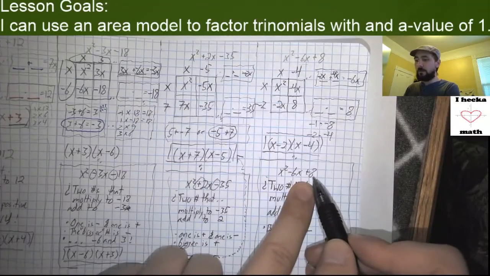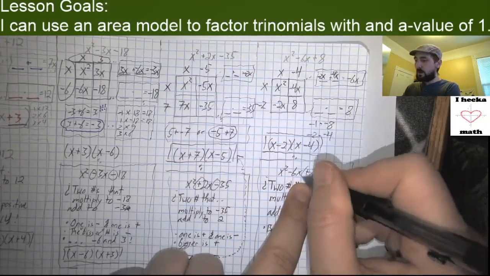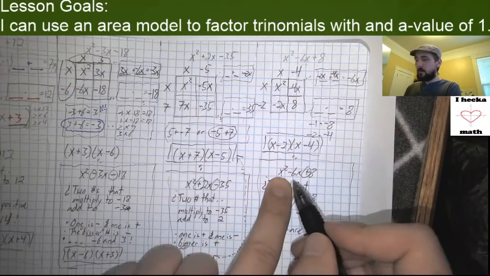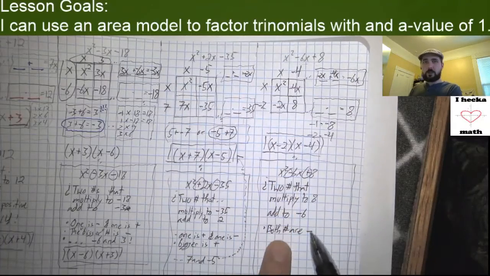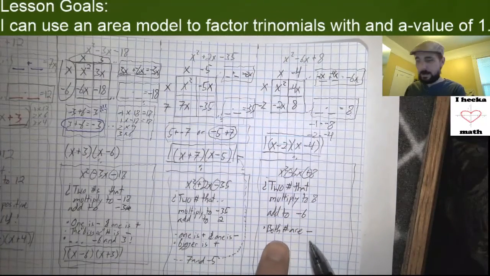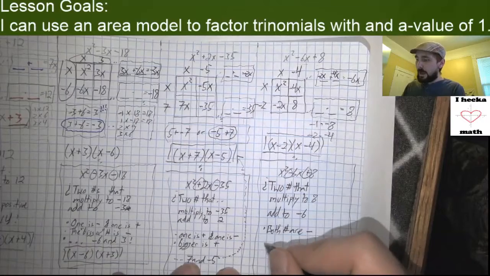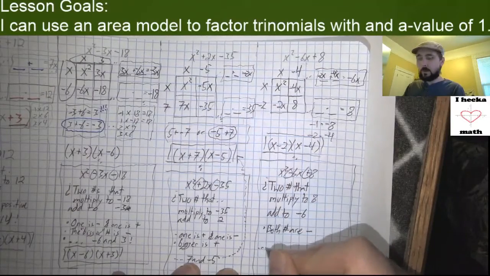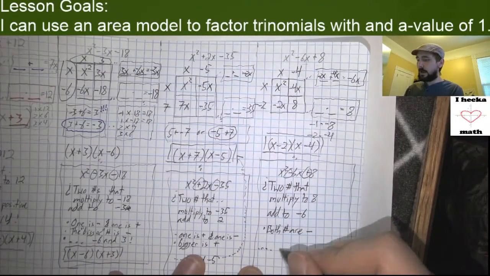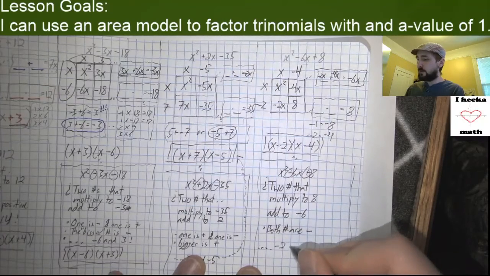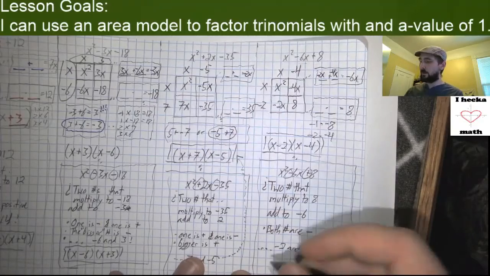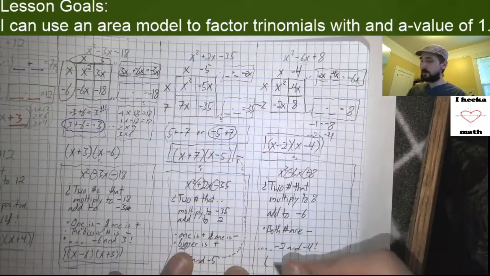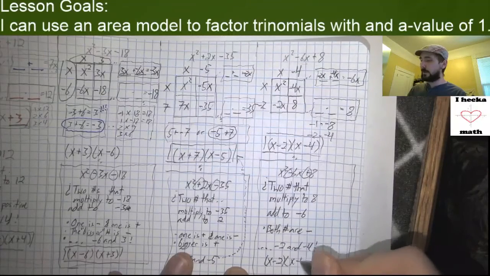Remember, the multiplying number was positive, but the adding number was negative. So both numbers are negative. And we thought about it, and we realized that those numbers were negative 2 and negative 4. And we were able to write down our factors, x minus 2 and x minus 4.